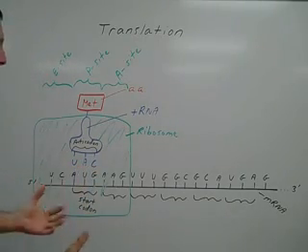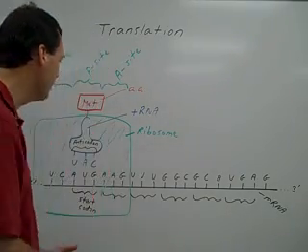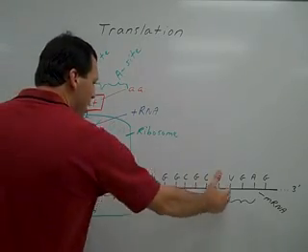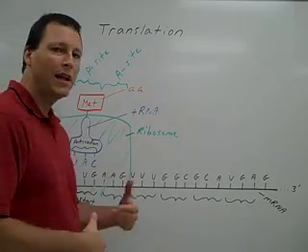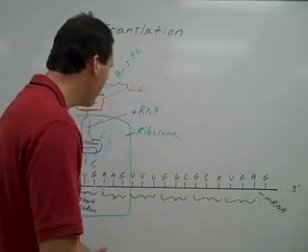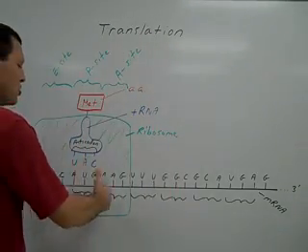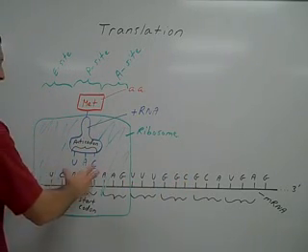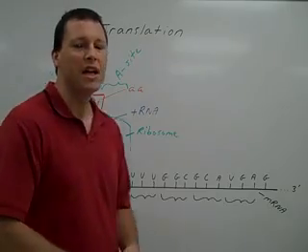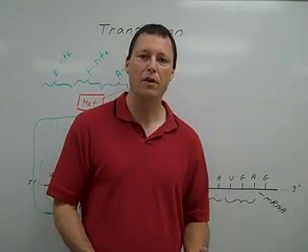So let's go ahead and begin the process of translation. Our messenger RNA has found its way into the cytoplasm. A ribosome has recognized this. The ribosome has gone over, it's actually attached to the messenger RNA, and it's looking for a sequence of 3 bases called a start codon, which is our very first codon.